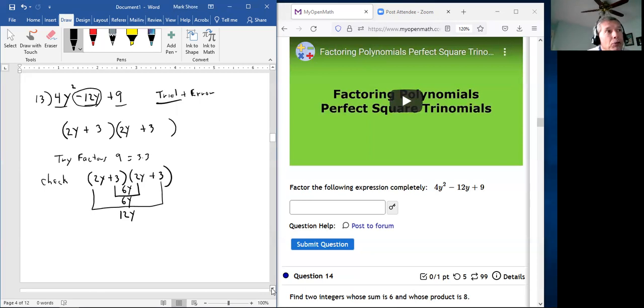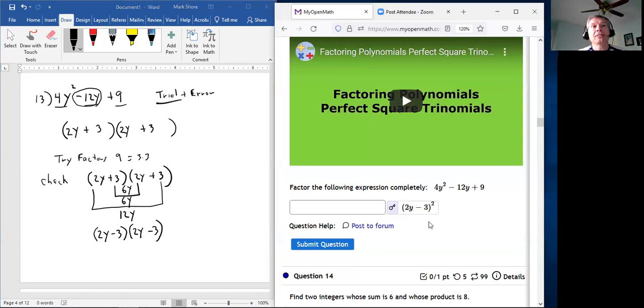If you ever miss it by a sign, like it needs to be negative, then just change the numbers inside. Negative 3, and yeah, 2y, negative 3. That's it. And that's the answer to that problem. I'll click right here and show you. Boom. That's it. They just wrote it with a square there because anything times itself is squared.